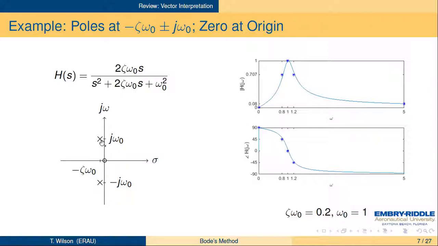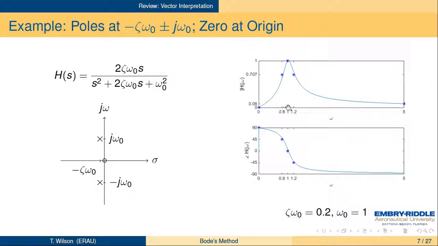zeta omega naught below the resonant frequency, the length of the vector from the upper pole there is root 2 zeta omega naught. Same when it's zeta omega naught above the resonant frequency. And then when you're at the resonant frequency, the length there is just zeta omega naught. And so you get this behavior where it goes through 1 over root 2, and then goes to a gain of 1, and then back down to a gain of 1 over root 2.